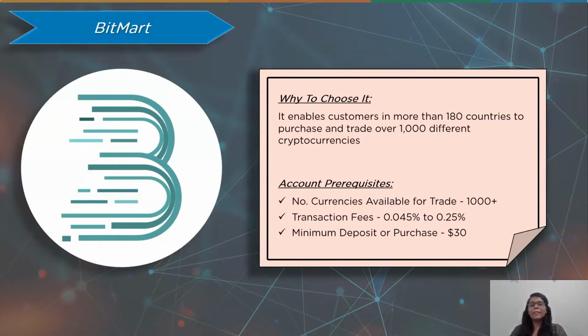Let's have a look at the account prerequisites for Bitmart. Bitmart offers 1,000 plus cryptos for trading with a very small transaction fee that ranges between 0.045% to 0.25%. Also, coming to its minimum deposit or purchase, the price is $30 when purchasing via Bitmart. For spot trading, the price is not published yet.